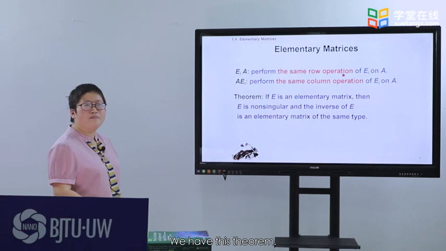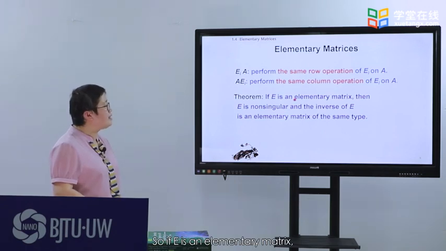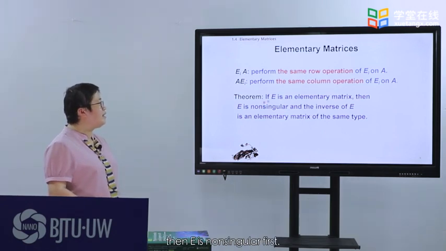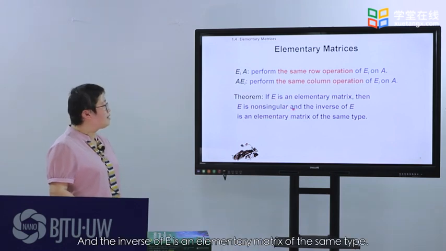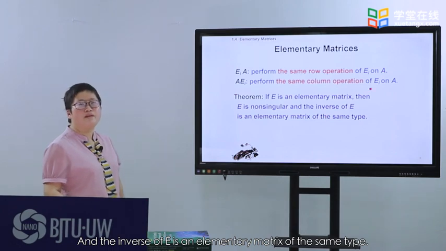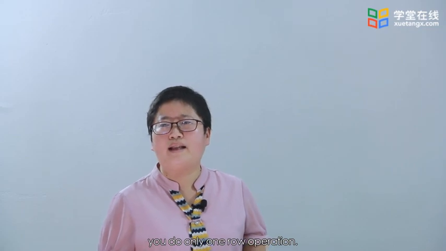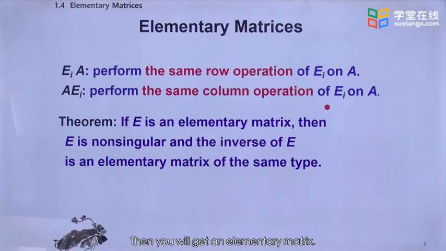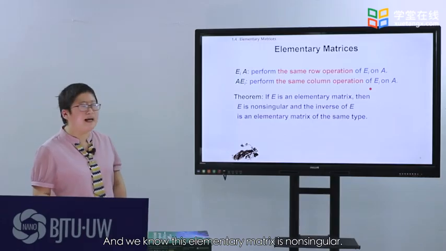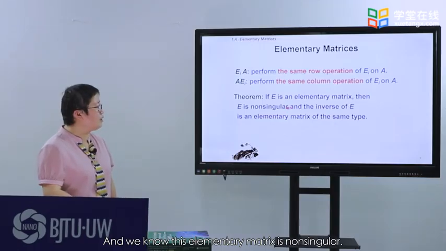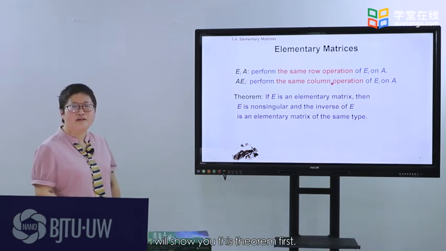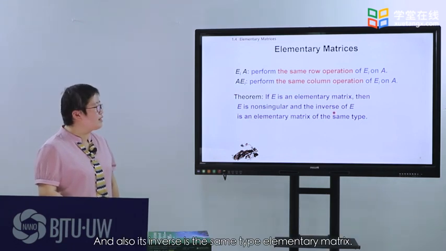We have this theorem. If E is an elementary matrix, then E is non-singular, and the inverse of E is an elementary matrix of the same type. So we know that from the identity matrix, if you do only one row operation, then you will get an elementary matrix. And we will show in this theorem that this elementary matrix is non-singular, and also its inverse is the same type of elementary matrix.